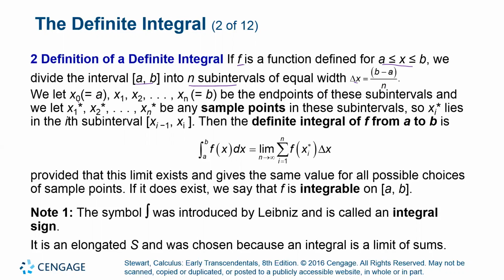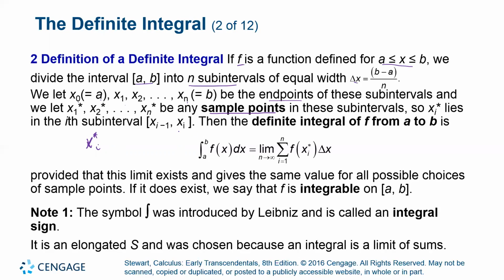Okay, where x0 is the left endpoint of the interval, and x1, x2, up toward xn, which we call b, are the endpoints of these subintervals. And we're going to denote x star i as a sample point, or sample points. This could be the left endpoints, the right endpoints, or the midpoints. In this section we're going to denote a different variable for midpoints, and I'll show you in a minute.